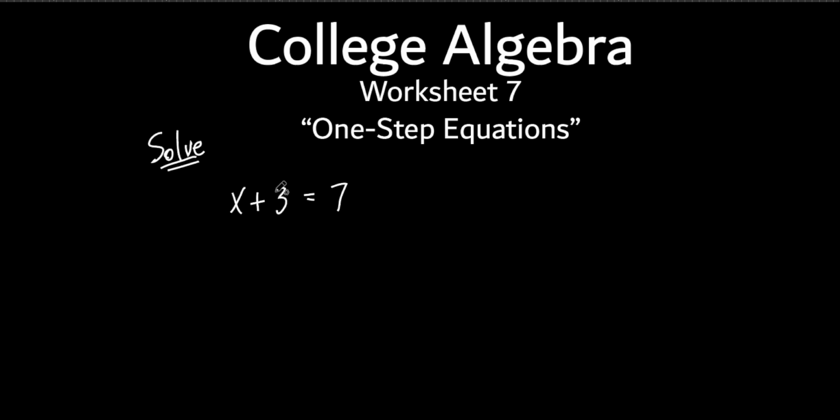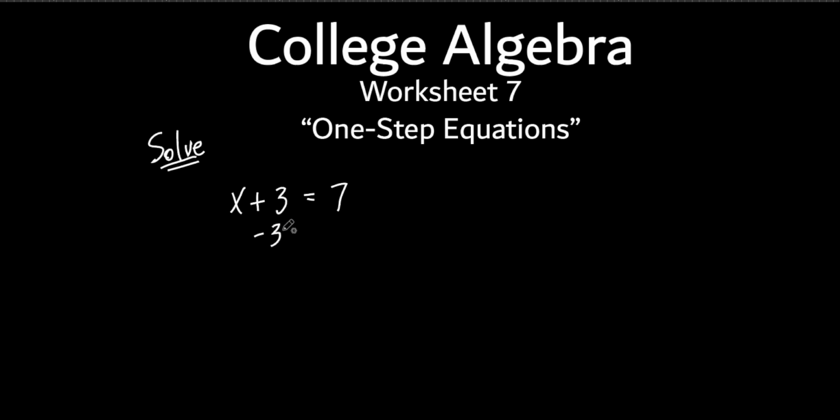So what we learn in algebra is that to get rid of something, we always do the opposite of what's being done to it. So what's being done to this 3? It's a positive 3. It's a plus 3. So what is the opposite of adding a 3? We subtract it. That gets rid of it. Okay, we always do the opposite. So we get rid of this by subtracting.